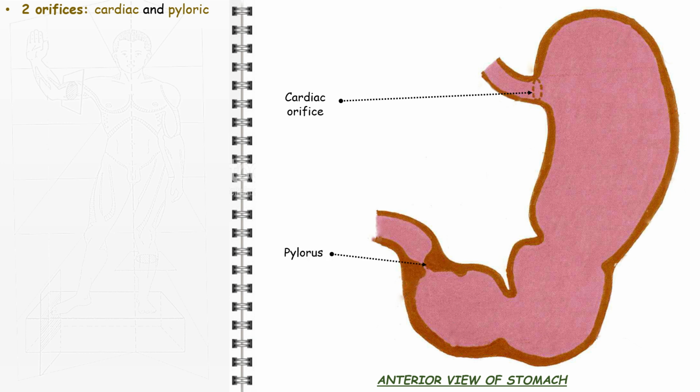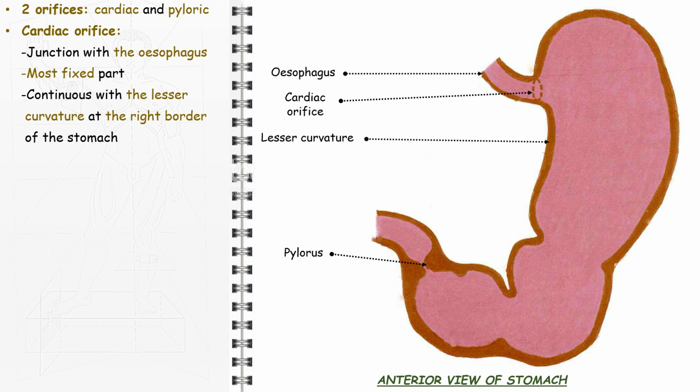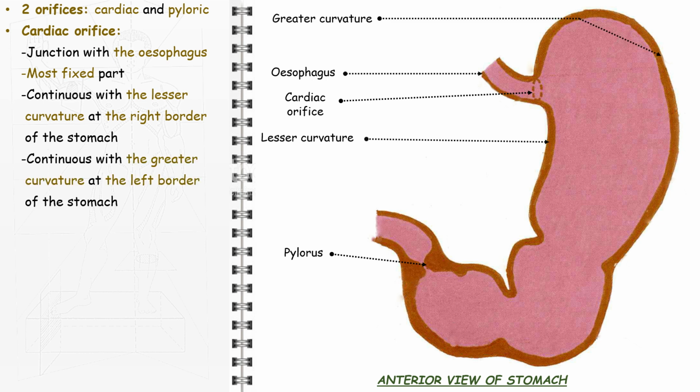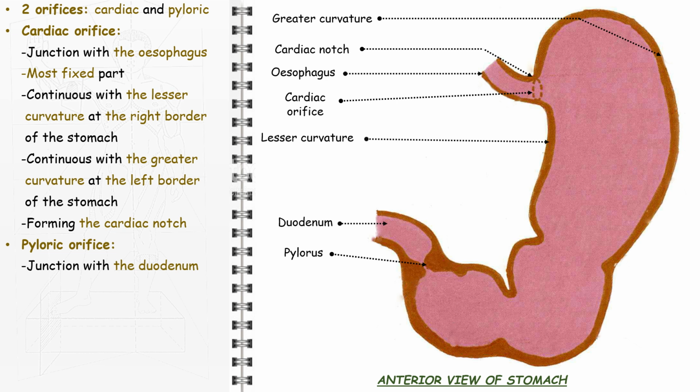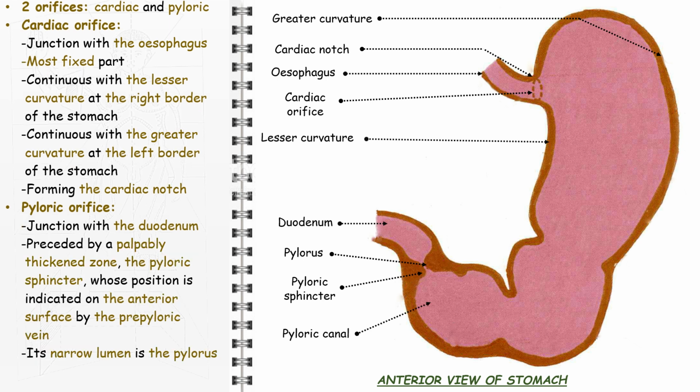The cardiac orifice of the stomach constitutes the junction with the esophagus and represents the most fixed part of the organ. It is continuous with the lesser curvature at the right border of the stomach, with the greater curvature at the left border of the stomach, forming the cardiac notch. The latter, thus, separates the fundus from the cardiac orifice. The cardiac notch is a major element of the anti-reflux gastroesophageal barrier. The pyloric orifice is the junction with the duodenum. It is preceded by a palpably thickened zone, the pyloric sphincter, whose position is indicated on the anterior surface by the prepyloric vein. Its narrow lumen is the pylorus.